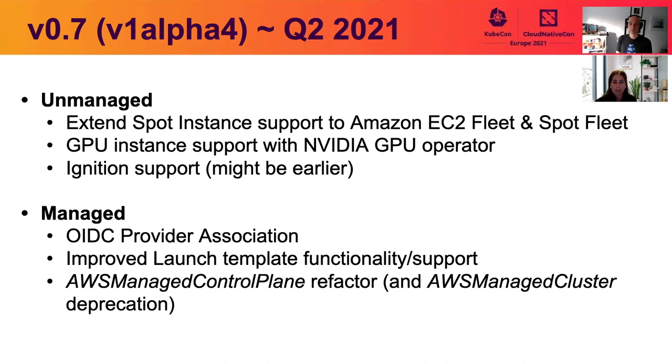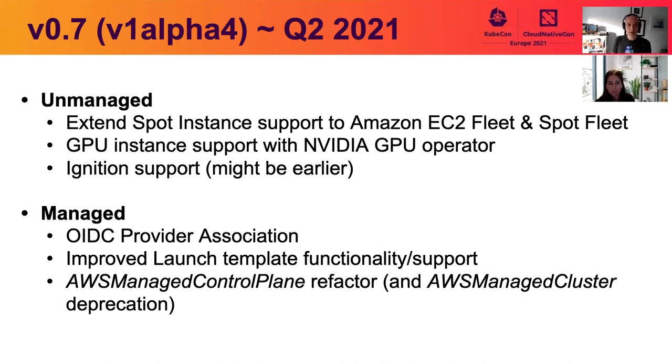But these are some of the features that are coming up. For the unmanaged side, we plan to extend our spot instance support by also supporting Amazon EC2 fleets and spot fleets. Also, we will verify using GPU EC2 instance types as workload nodes. For that, we will probably add conformance tests that use the NVIDIA GPU operator, which is basically responsible for installing necessary drivers for Kubernetes GPU support. And finally, we will add ignition support and start supporting the ignition format for our bootstrap data instead of only using Cloud Init to run our bootstrap script during instance initiation. That's all on the unmanaged side.